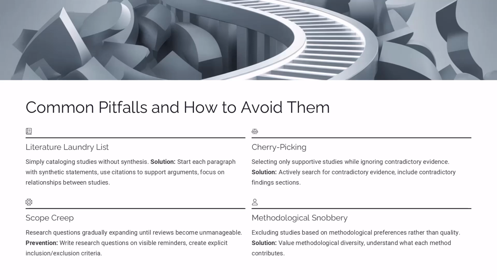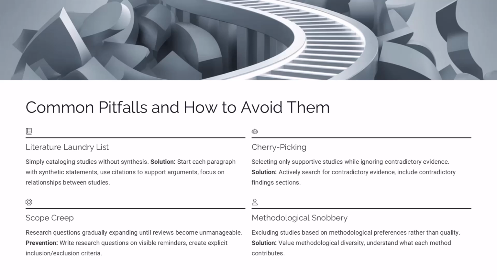The cherry-picking problem involves selecting only studies that support preconceived ideas while ignoring contradictory evidence. This leads to biased conclusions and missed theoretical insights. The solution is to actively search for contradictory evidence, include contradictory finding sections, and use contradictions to develop more nuanced theory.